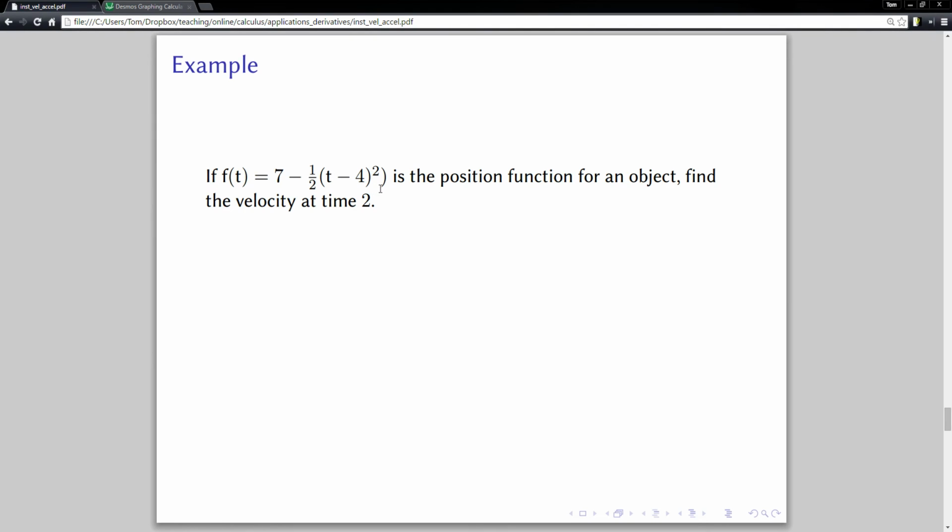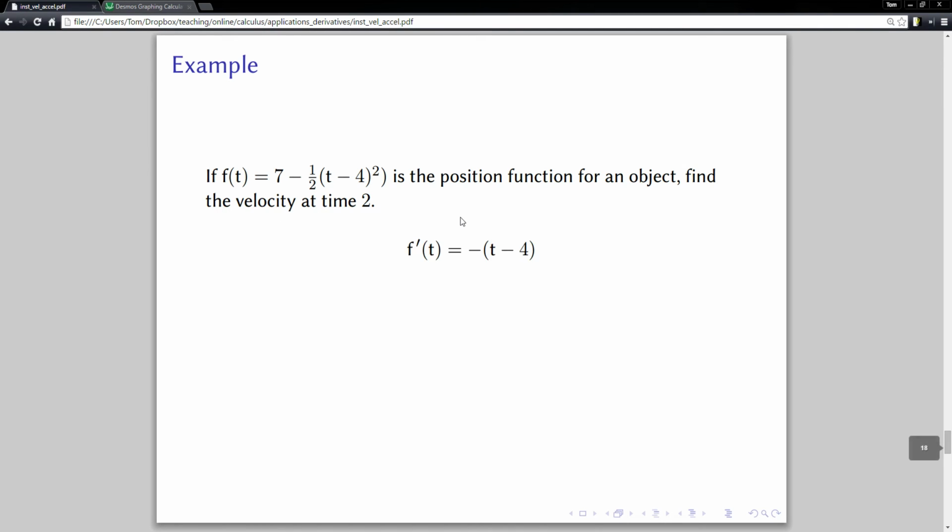So if f of t is equal to this function here, and that's the position function, find the velocity at time t. Now you may say, well, wait a second, velocity, which one do you mean? Do you mean the average velocity or the instantaneous velocity? Well, instantaneous is kind of a mouthful, right? So we're going to work it this way. When we say velocity, what we mean by default is the instantaneous velocity. And if we specifically want the average velocity, then we will say average velocity. So they are asking you to find the instantaneous velocity at time 2.